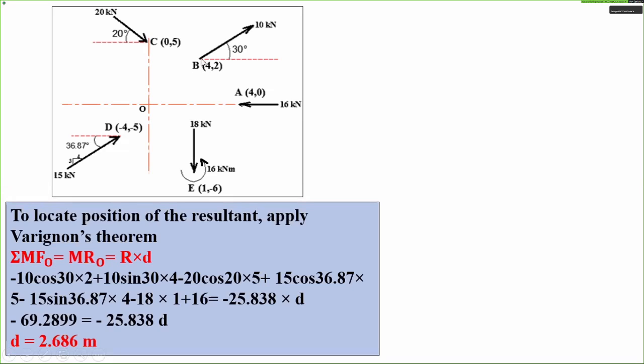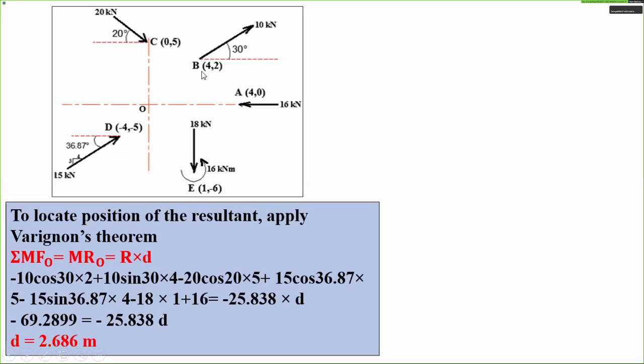Similarly, what will be its y component? Through B, the 10 kilonewton y component will act like this, right? And in the upward direction. So that component will be how much? 10 sin 30. Yes, 10 sin 30 I have written over here. Then its moment will be, the 10 sin 30 will act in this direction. How much is the x coordinate of the point B? That is 4. So the moment will be 10 sin 30 into 4.